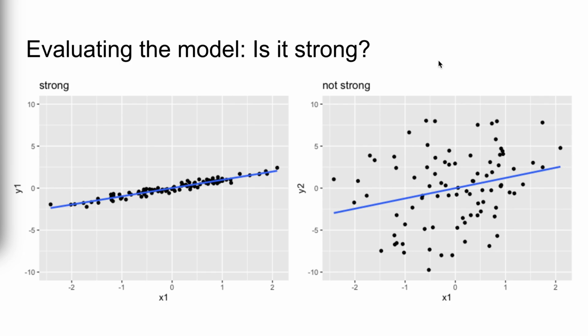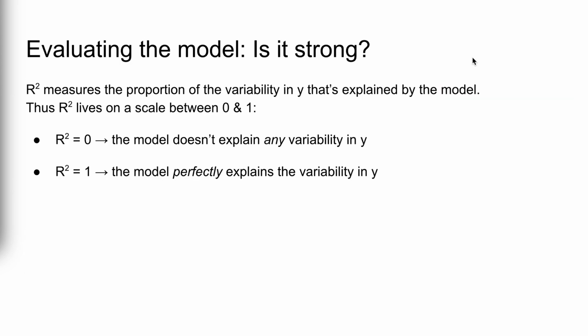Recall from Stat 155 that we can measure the model strength using R². The strong model on the left has an R² of 0.93, a value close to 1. The weak model on the right has an R-squared of 0.09, a value close to 0. R-squared has a nice interpretation. It measures the proportion of variability in y that's explained by the model. Thus, as a proportion, R-squared lives on the scale between 0 and 1.